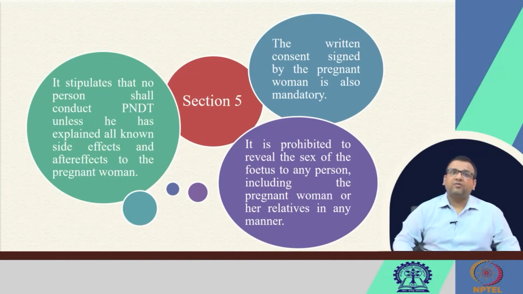Coming to section 5 of the Act, it stipulates that no person shall conduct PNDT unless he has explained all known side effects and after effects to the pregnant woman. The written consent signed by the pregnant woman is mandatory. It is prohibited to reveal the sex of the fetus to any person, including the pregnant woman or her relatives, in any manner. It is not at all allowed in any manner, by any sign, or in any written way, anywhere. This comes under section 5 of the PCPNDT Act.